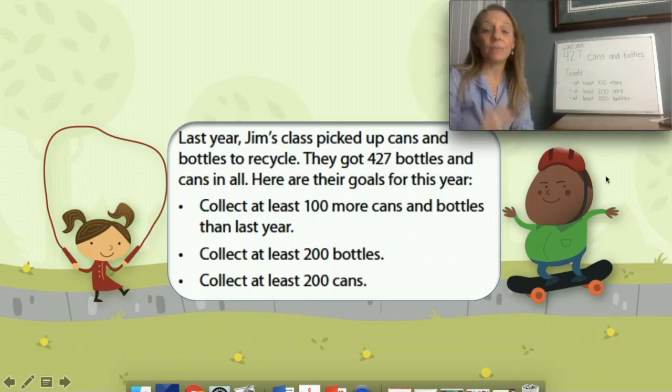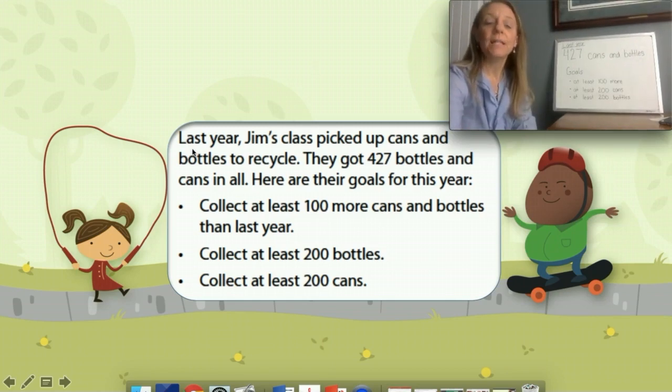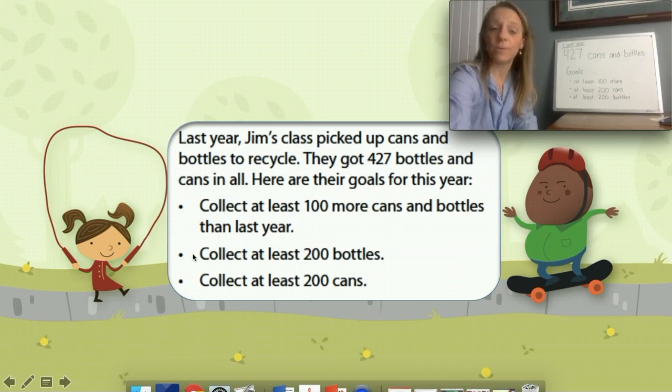For our second read, remember we're going to read and look at the numbers and see what they mean. So read with me. Last year, Jim's class picked up cans and bottles to recycle. They got 427 bottles and cans in all. Here are their goals for this year. Collect at least 100 more cans and bottles than last year. Collect at least 200 bottles. Collect at least 200 cans.